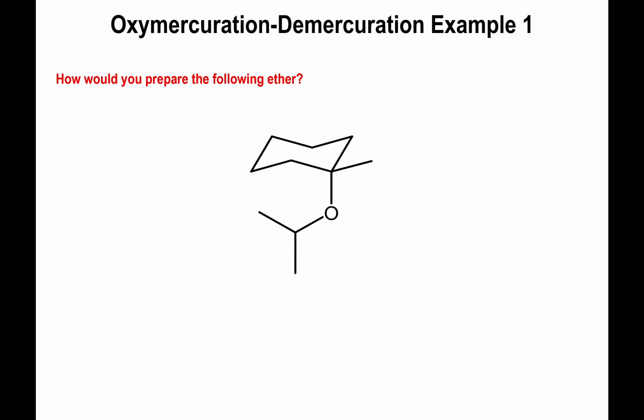So maybe kind of useful. Let me show you an example of when you might want to use this particular technique to produce your ethers. Notice that in this molecule, which is an ether, right, we have a secondary carbon over here, and over there we have a tertiary carbon.